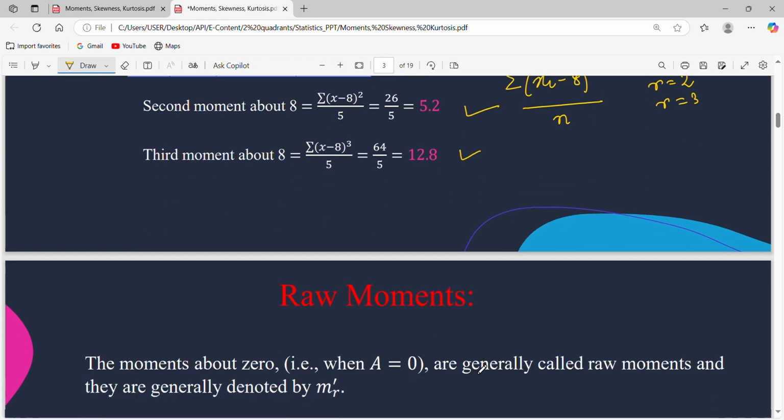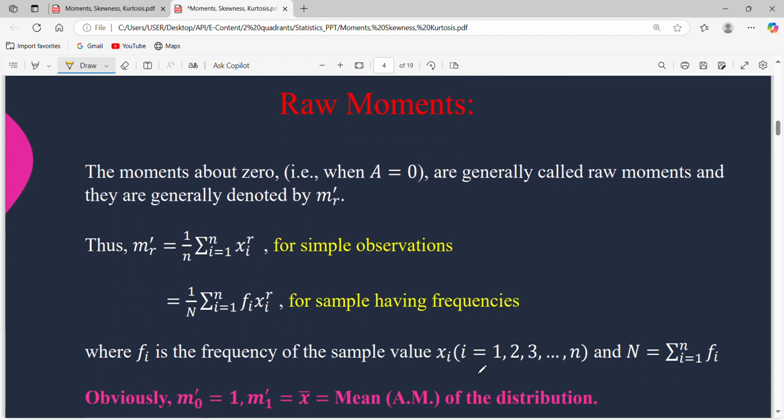Next is raw moment. So what is raw moment? Moment will be raw moment when a equal to 0. In the formula of moment, if we put a equal to 0, that means moment will be shifted into raw moment. So the moment about 0 are generally called raw moment, and they are generally denoted by mr dash.